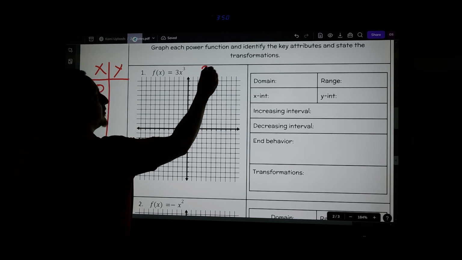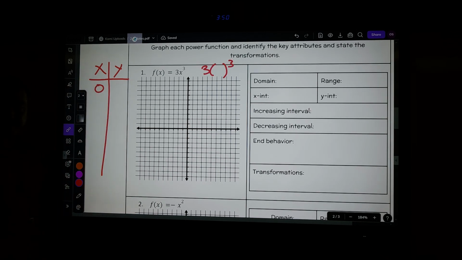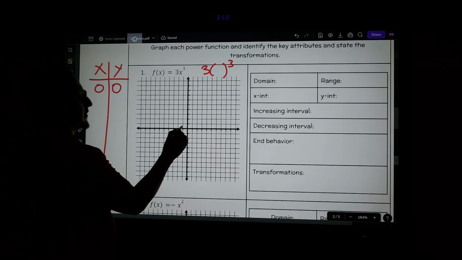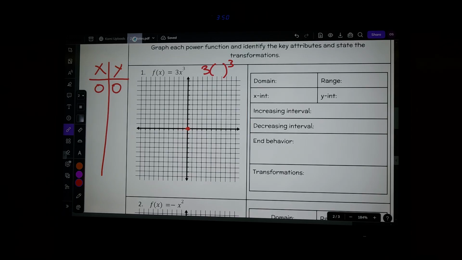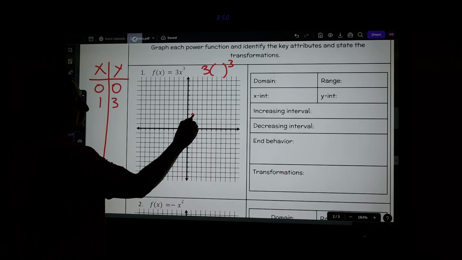Now, make sure you follow order of operations. We have to cube and then multiply, because of PEMDAS. Okay, so 0 cubed is 0. 0 times 3, 0. So we're back at the origin. Okay, let's put a 1 here. 1 cubed is 1. 1 times 1 times 1. 1 times 3, 3. Okay, we have to multiply times 3 this time.